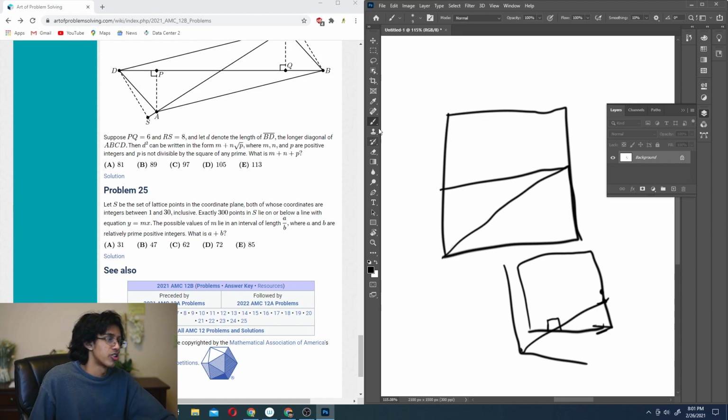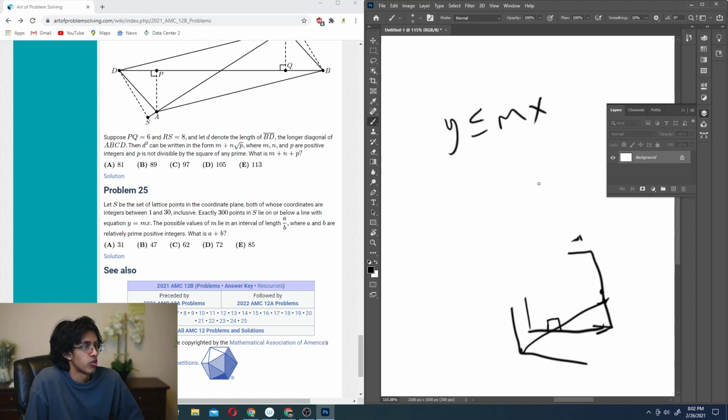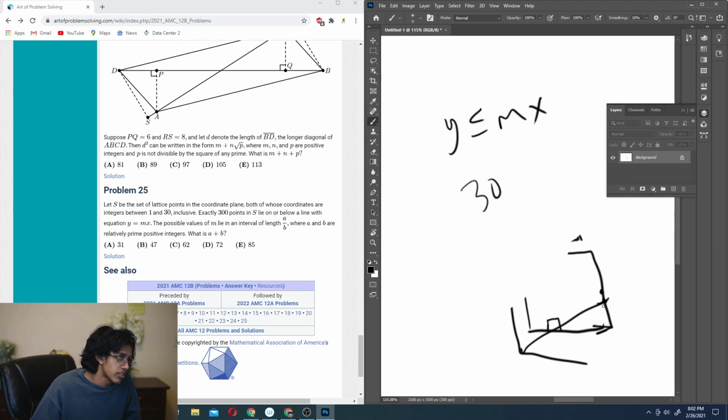Okay. Oh, wait. Okay. So essentially, if it is below or on the line, we basically have y less than or equal to mx, right? So we essentially want there to be 300 points that satisfy that. I guess the maximum x is 30, right? Yeah, so essentially, let's say that x is equal to 30, then y is less than or equal to 30m. Okay, let's just say m is equal to 1, right?